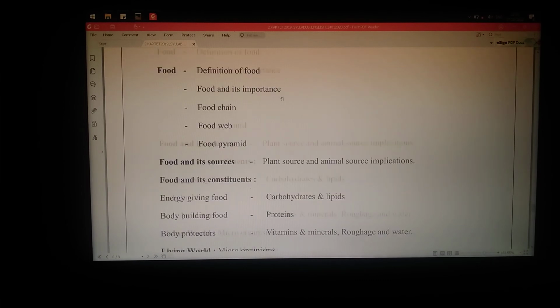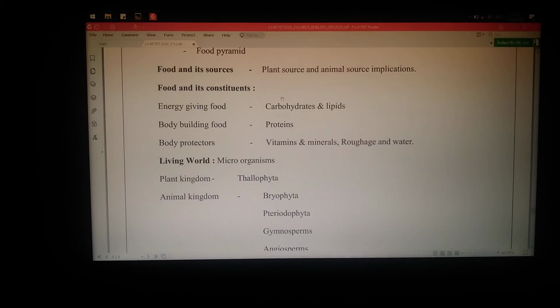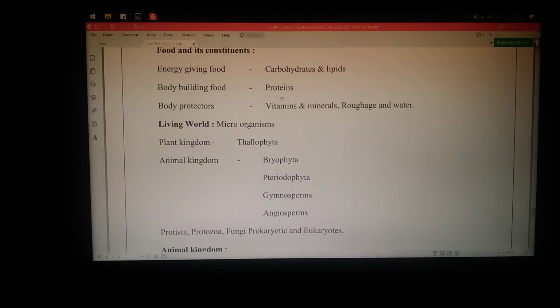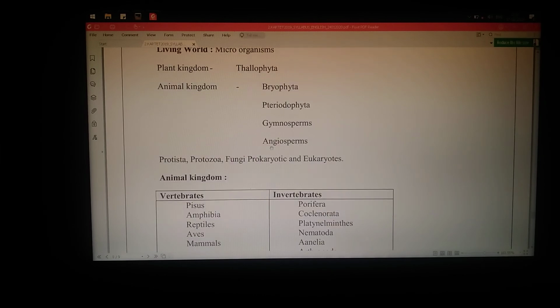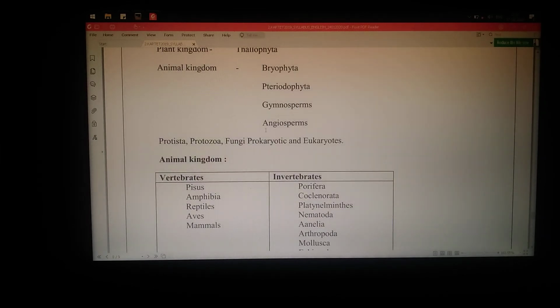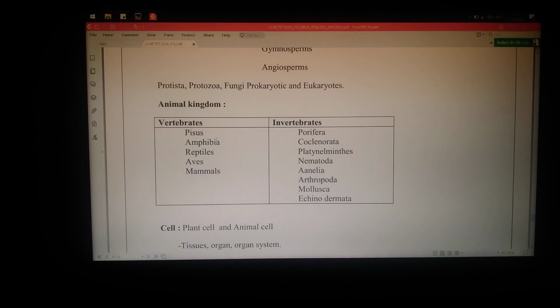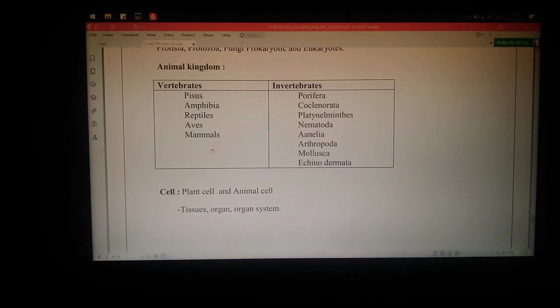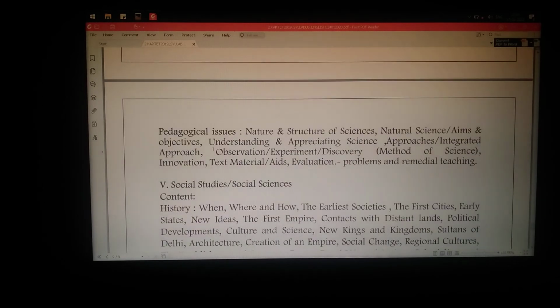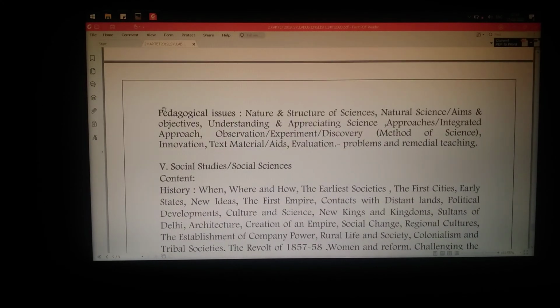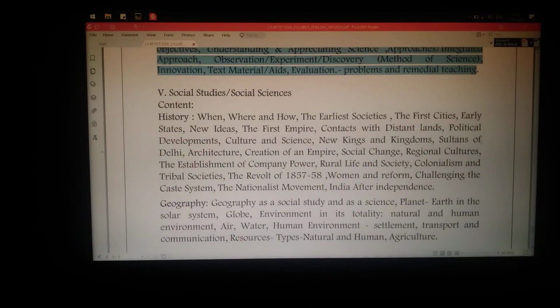Next is biology: definition of food, food chain, food web, food and its sources. You have to study it. Carbohydrates and lipids, vitamins, bryophyte, pteridophyte, gymnosperm. For this, you have to refer to the 8th standard book. Vertebrates, invertebrates, fishes. You have to study it in this area. Next is cell, animal cell, plant cell. Next, about pedagogical issues of solving questions on science. This is about the pedagogical issues. The same pattern you have studied in mathematics.